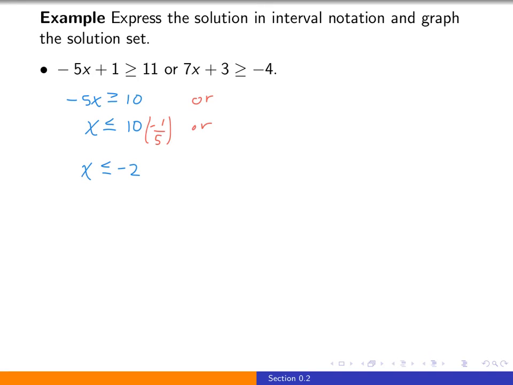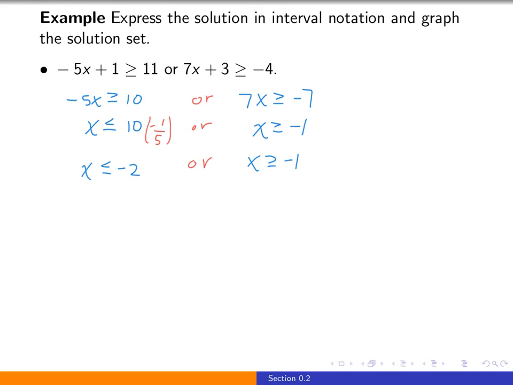And we now want to solve the second inequality. So 7x plus 3 is bigger than or equal to 4. What we can do is subtract 3 from both sides, so 7x is bigger than or equal to minus 7, and then divide by 7. X is bigger than or equal to minus 1.